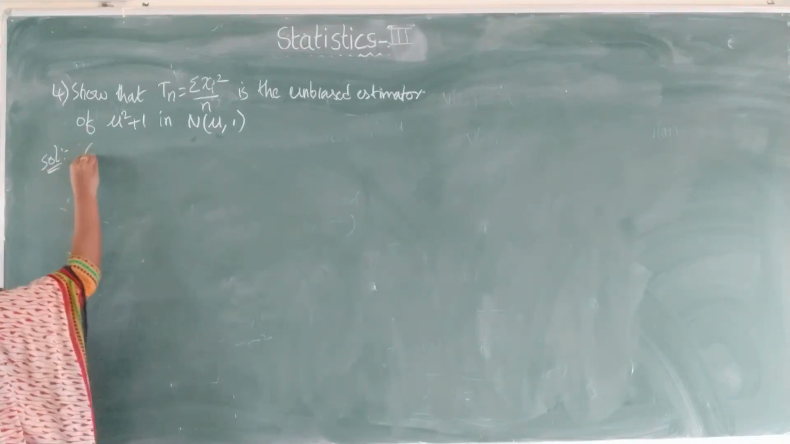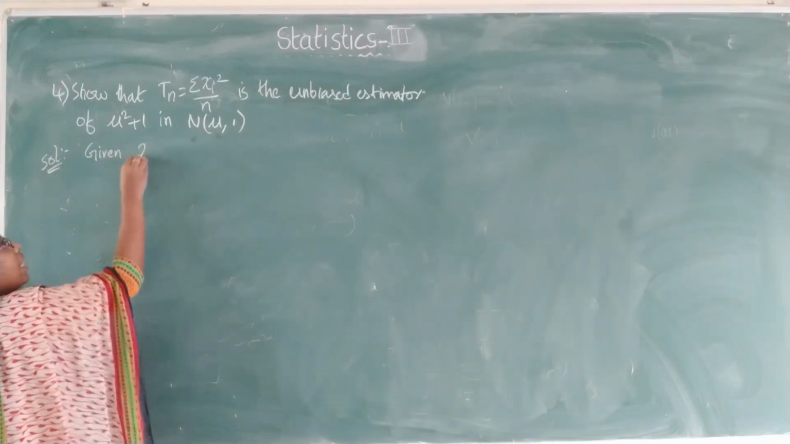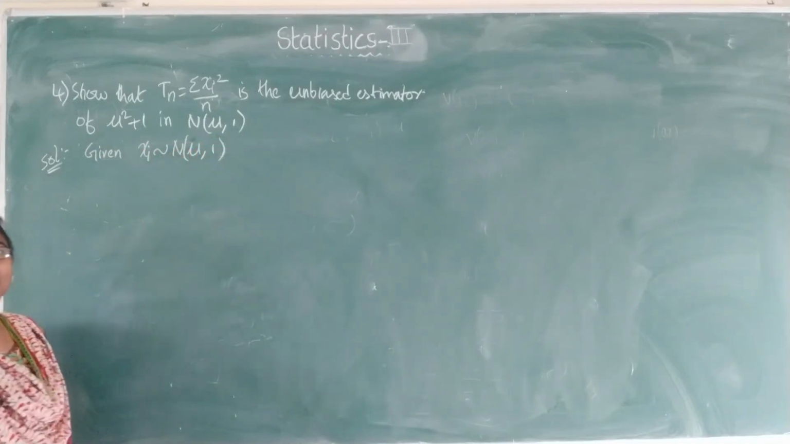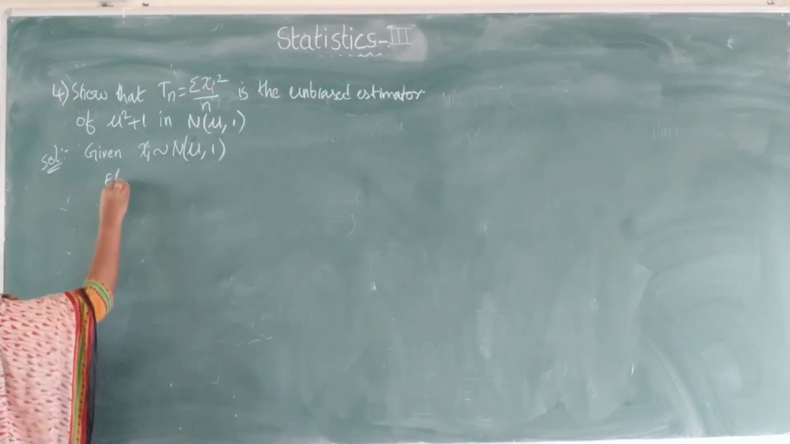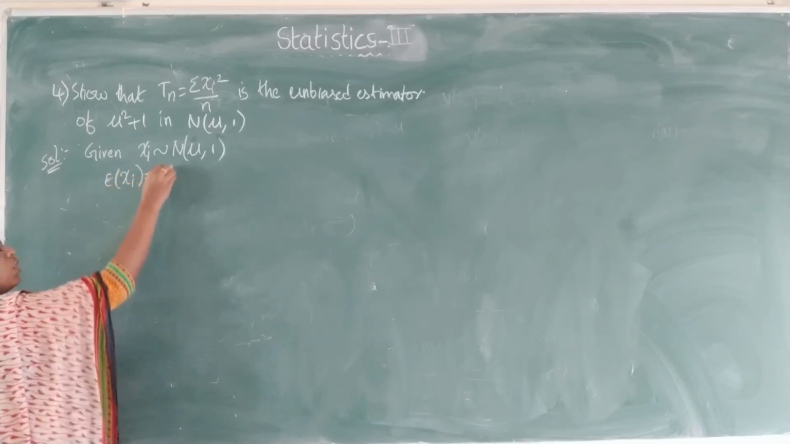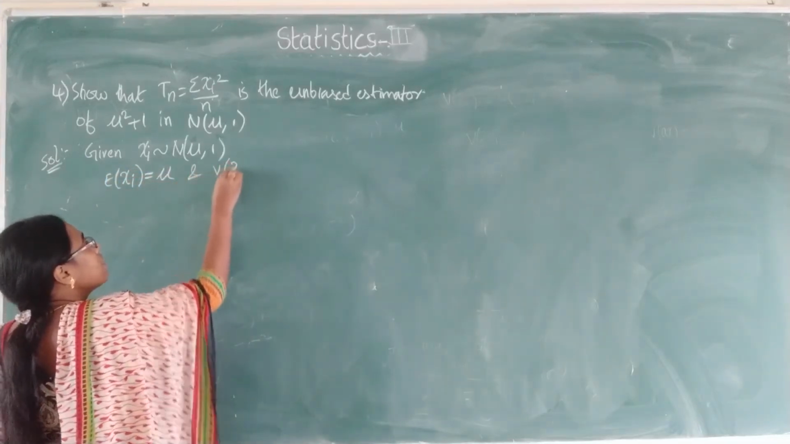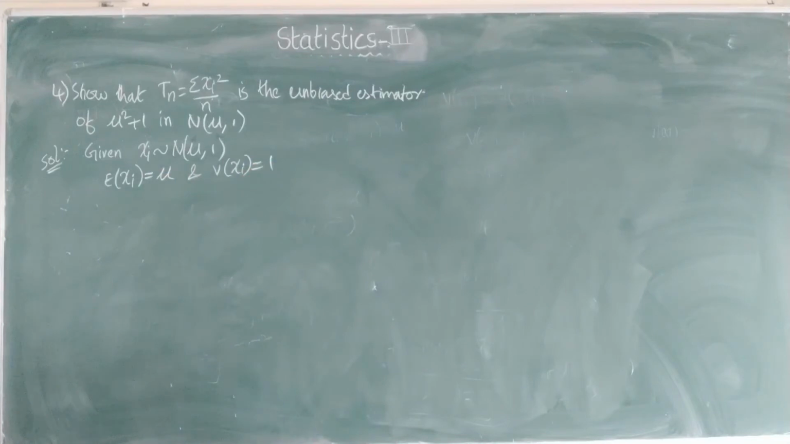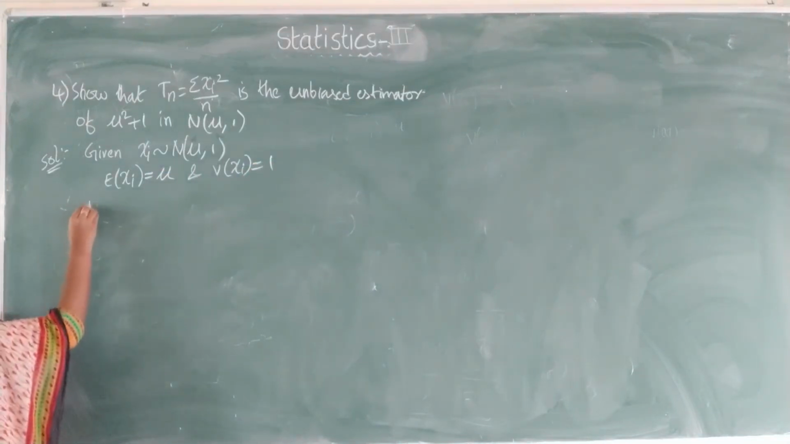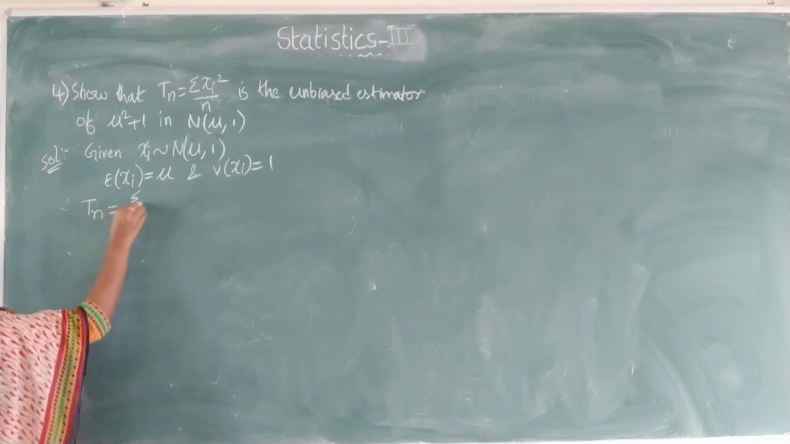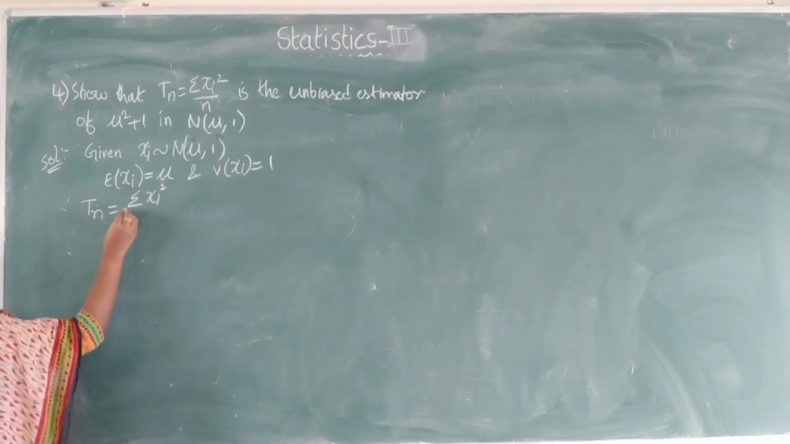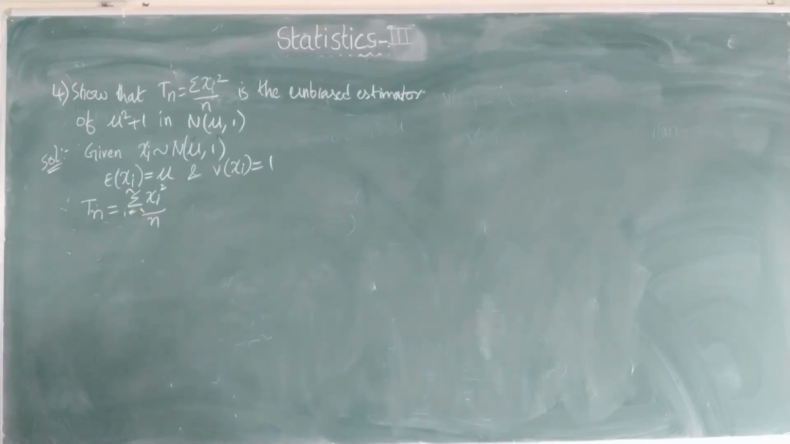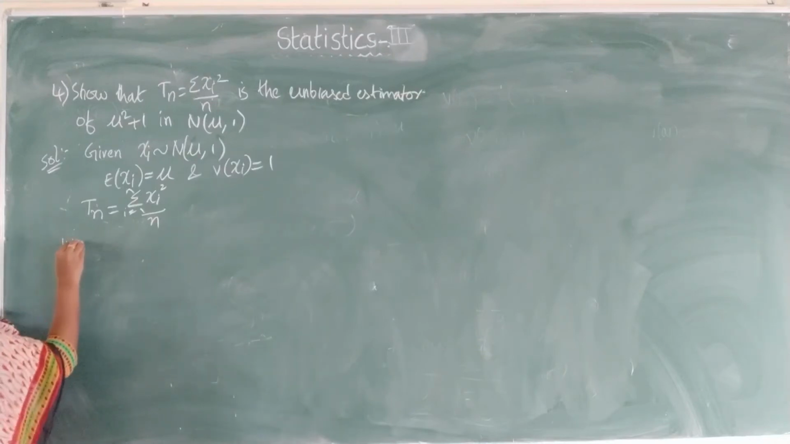So first write down, given xi follows normal with mu comma 1. So what does it indicate? Expectation of xi, that is the mean value, is equal to mu, and variance of xi is 1. So the mean and variance values are given, and also Tn equals summation from i equals 1 to n of xi square by n. So what we have to prove?